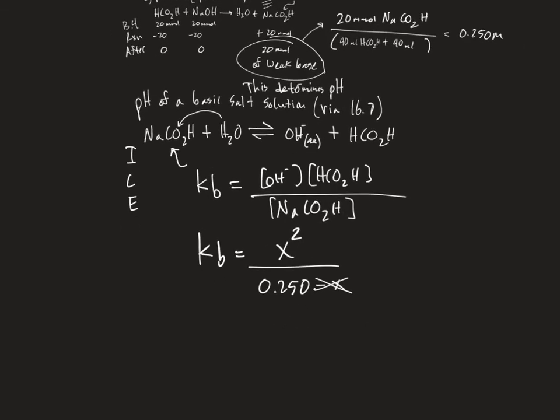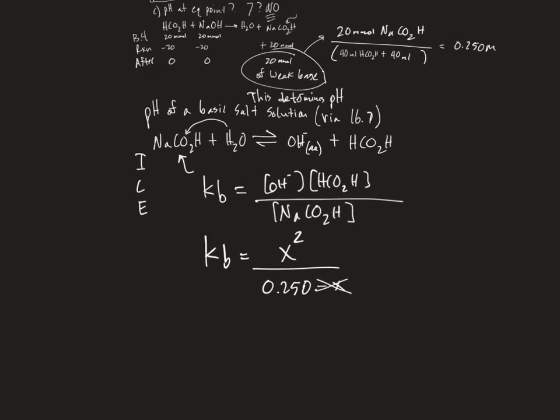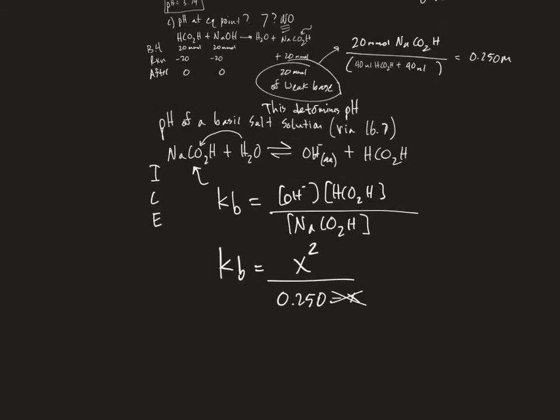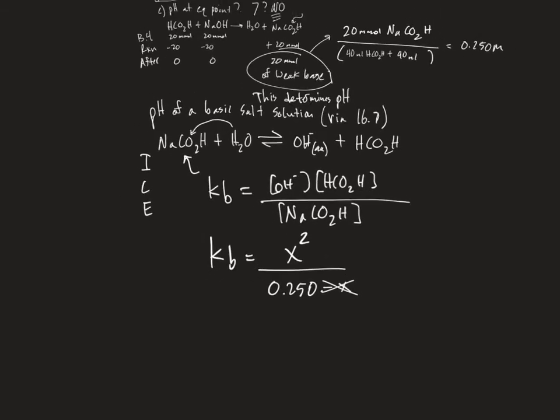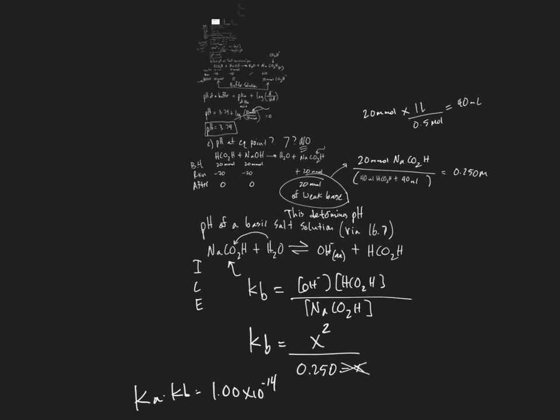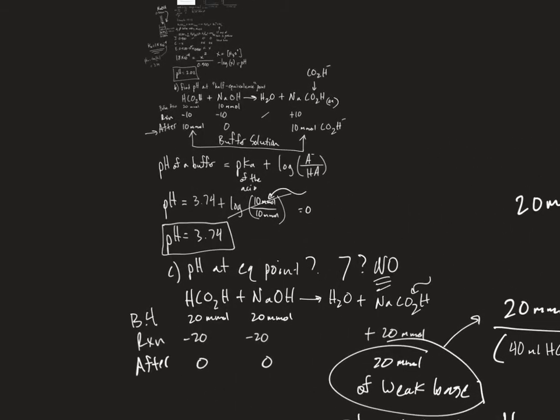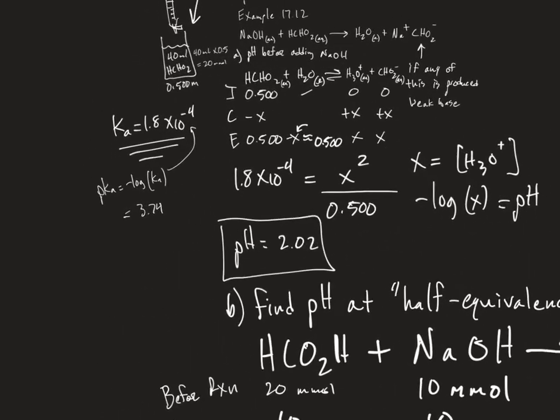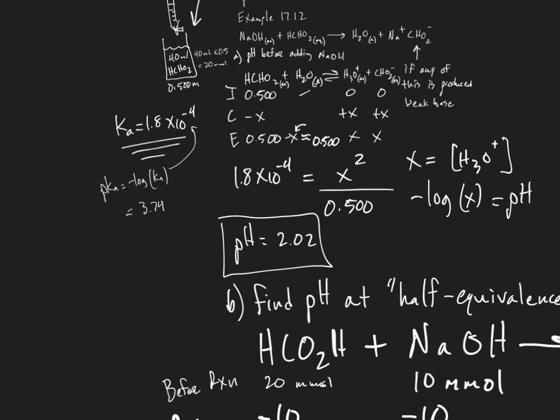What's the Kb? That's the last piece of the puzzle here. We were given the Ka of formic acid. We can always get the Kb of the conjugate base by using the Kw expression. So Ka times Kb equals 1.00 times 10 to the negative 14th. So Ka was, let's zoom in here, 1.8 times 10 to the negative 4.